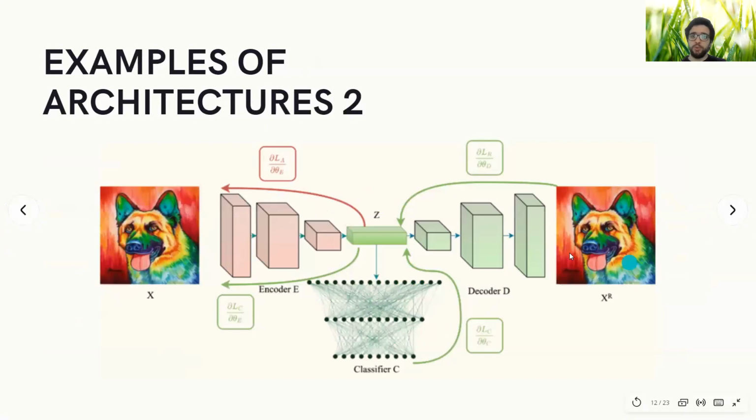Another architecture is the following. So we will go through this very quickly. We have an encoder, classifier. We're training the encoder to reduce the classification loss. Very well.